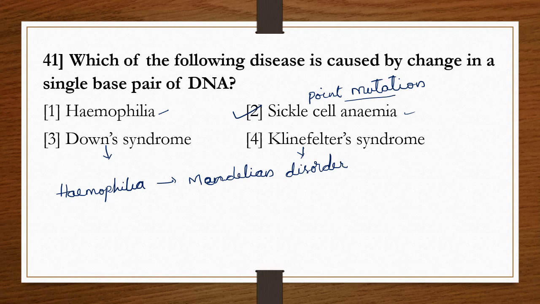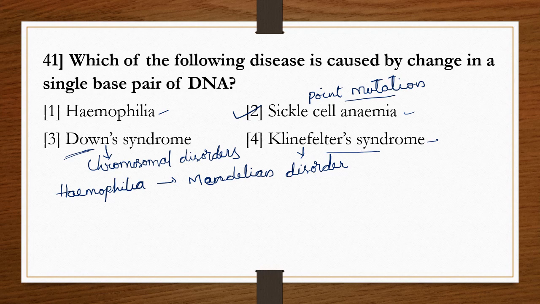Down syndrome and Klinefelter syndrome both are chromosomal disorders. Both are trisomy. Klinefelter syndrome is a trisomy of sex chromosome, and Down syndrome is a trisomy of autosome.